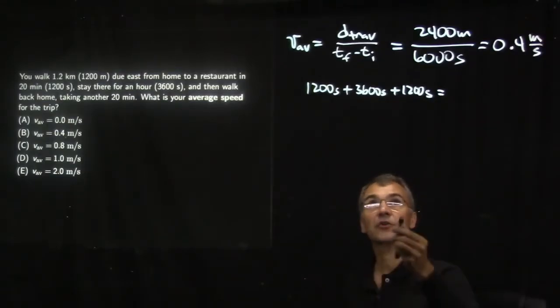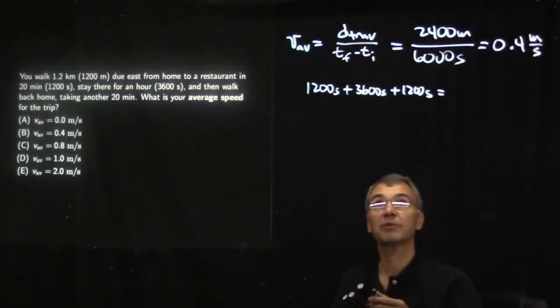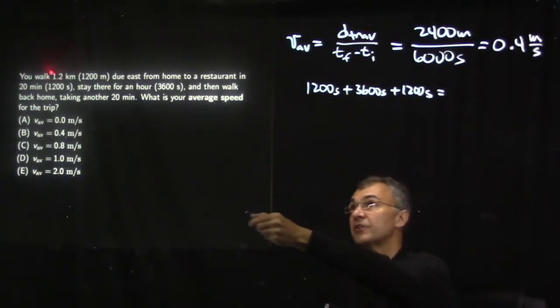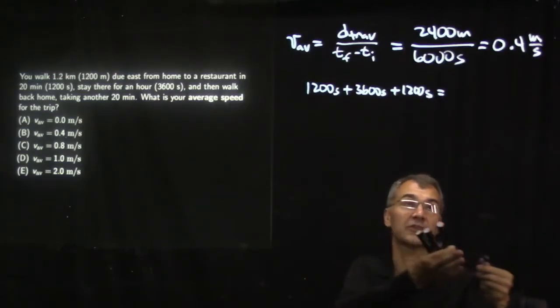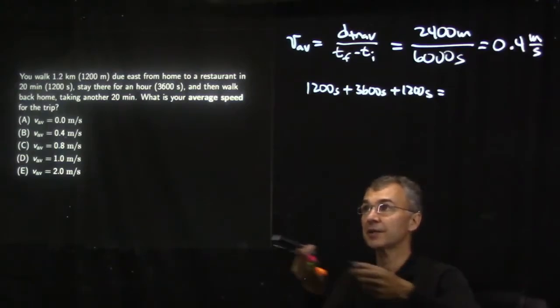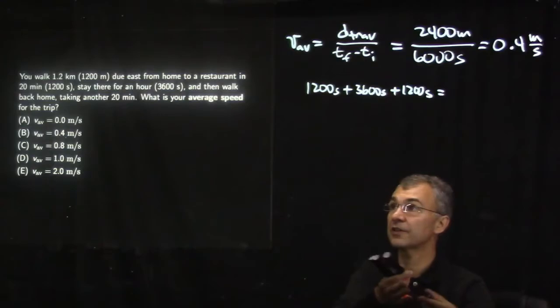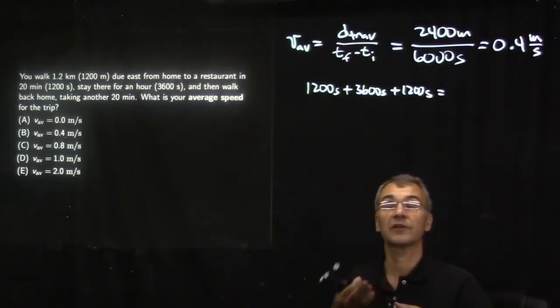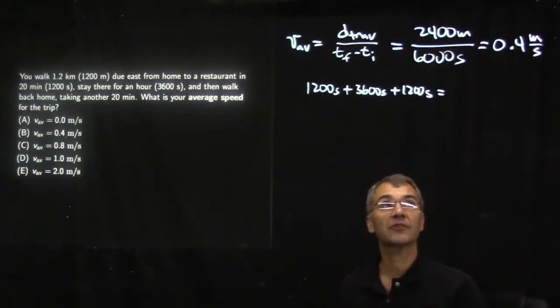Okay, so we had to kind of break it up into segments. There's a distance of 1,200 meters, and then there's a distance of 0, and then there's a distance of 1,200 meters. We had to add those 3 segments, and then there's the time. There's 1,200 seconds, then there's 3,600 seconds, and then there's 1,200 seconds. So then total distance upstairs, total time downstairs, 0.4 meters per second.